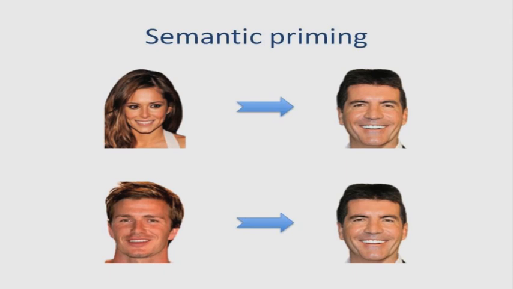Here's another example of that. Semantic priming is about getting faster. If I show you somebody's face and then another person's face who's associated with them, you should be faster at saying who the second picture is if they're related. So you should be faster at recognizing Simon Cowell if I show you Cheryl Cole than if I showed you David Beckham and then Simon Cowell, because these two are semantically associated.